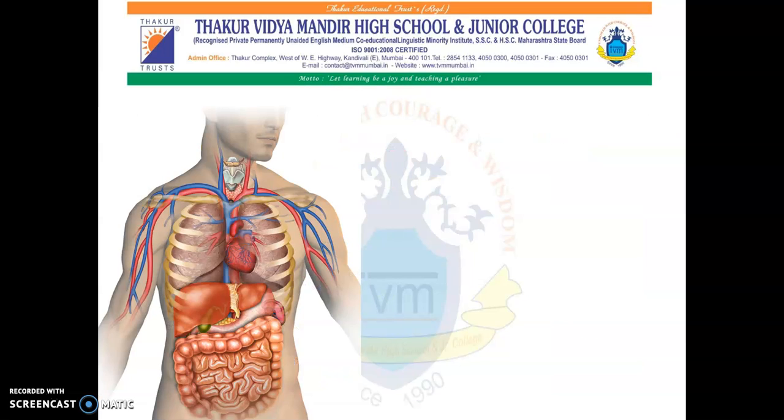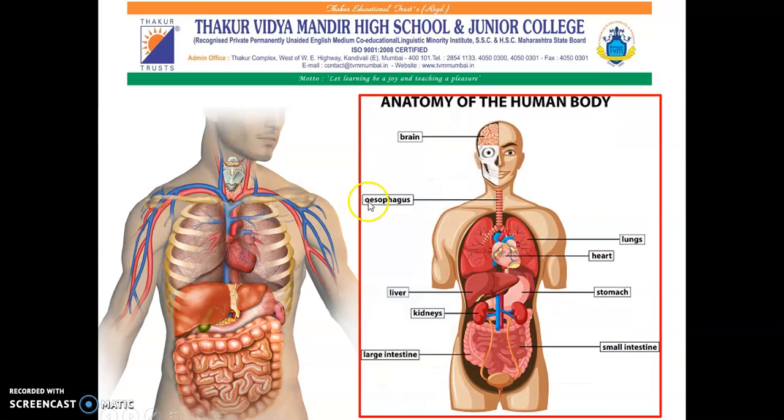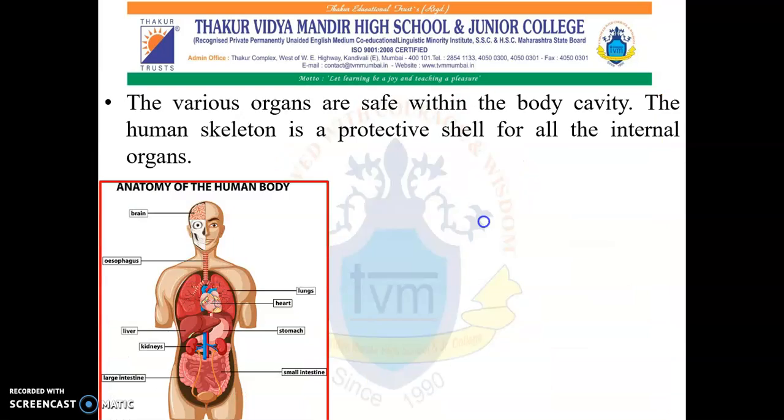In the picture you can see the organ system of our body. There are various organs inside our body. If we see the anatomy of human body, we can see that there is brain, esophagus, lungs, heart, liver, kidney, stomach, small intestine, large intestines, and many other organs. All these organs have different functions and different locations in our body. The various organs are safe within our body cavity.